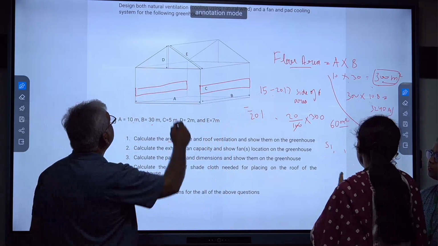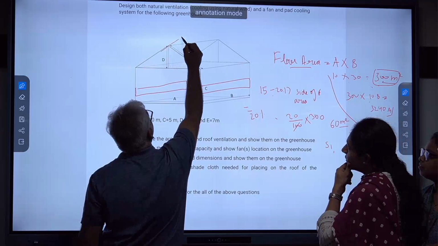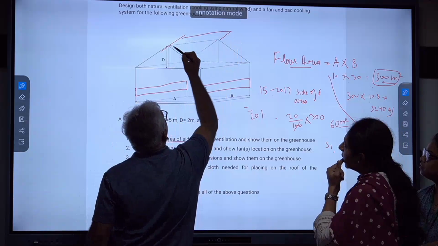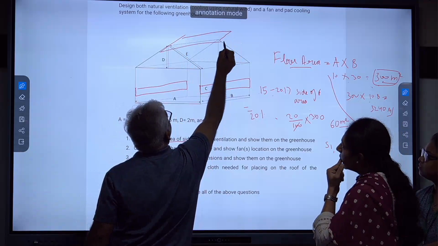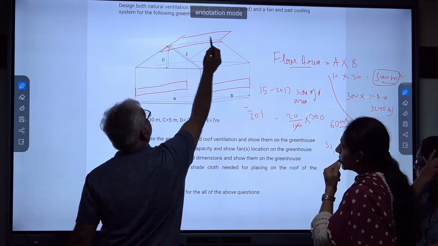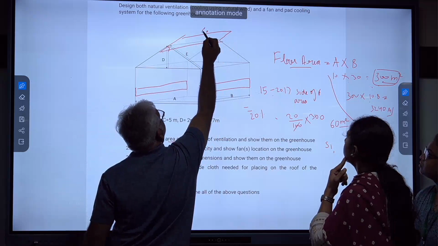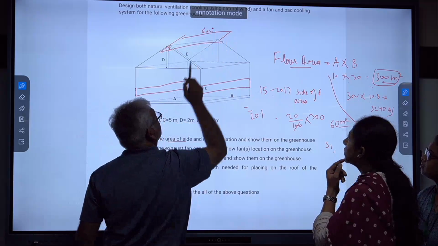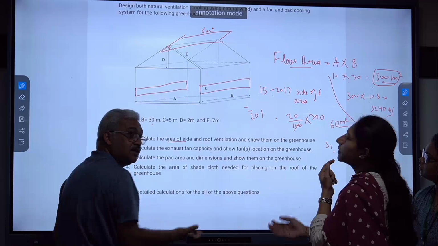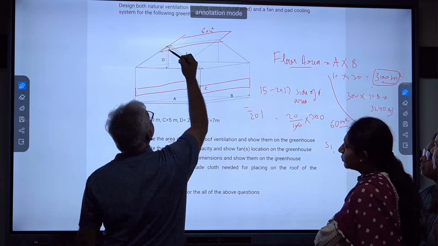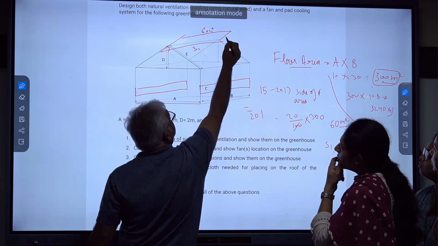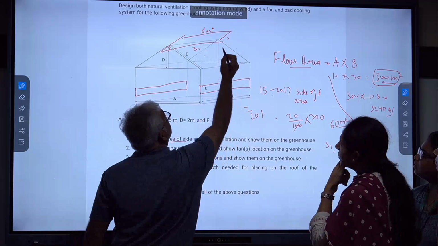But then when you get to the roof ventilation, you have to create something like this, right? At an angle of 60, that's correct. That angle is 60, right? But this area should be 60 meters square, right? What is that length? That's again 30. So now what is this? This is 30 meters. This should be 2 meters. Understand now?